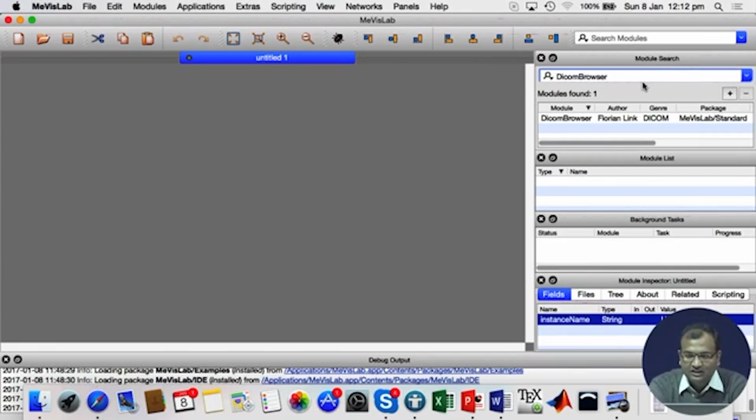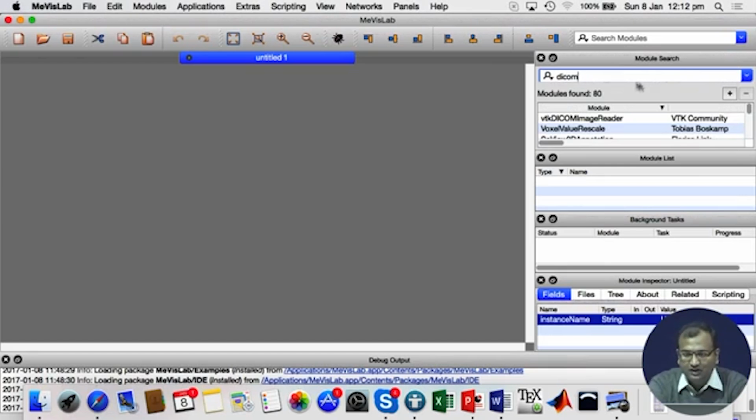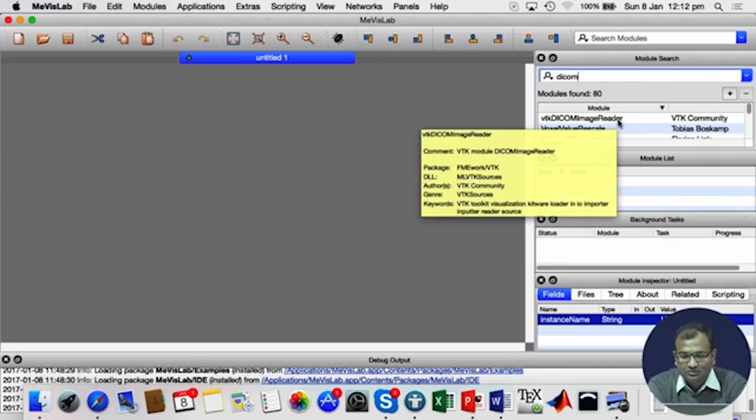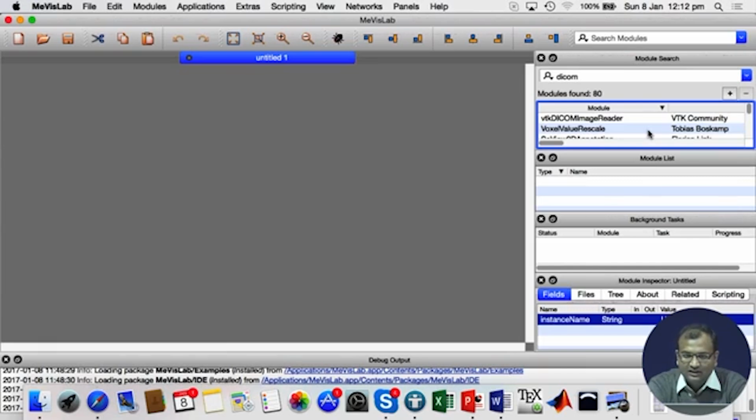Initially, in order to read a DICOM I would need a DICOM browser, so I just type in DICOM. In case you don't remember names, it's not so hard, you can type some part of it here. The first entry which comes out is a VTK DICOM image reader, and it tells you what the input to it is and what the outputs are. You can again search the community for this particular module on MevisLab, or make use of help to find out much more detail about what they mean. Once you become an expert, most of the names are quite intuitive.